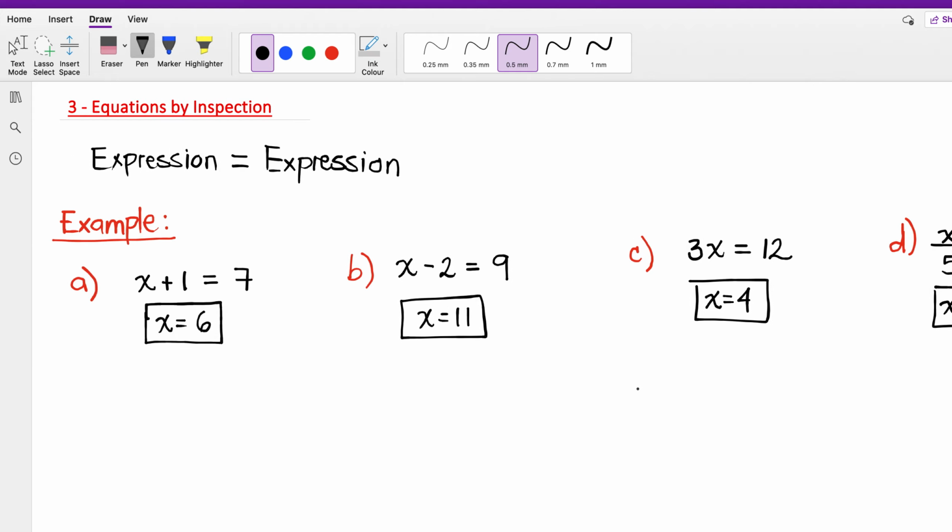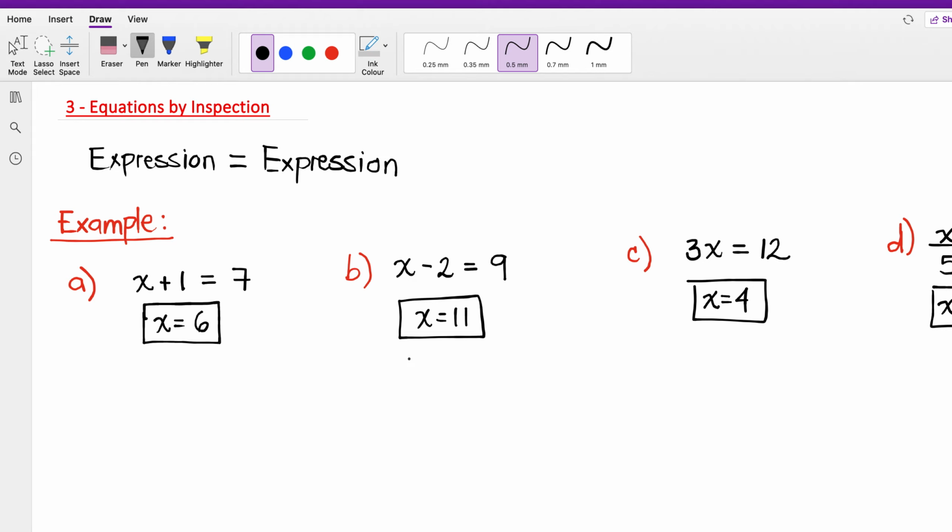Wonderful. So this is all you are going to be required to do when you're solving equations by inspection, is that you see them very clearly and you can identify what the value of x is. But preparing for the next, I'll continue this in the next video.